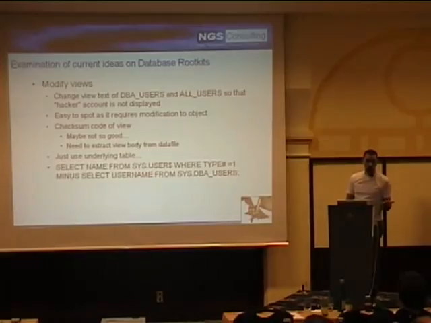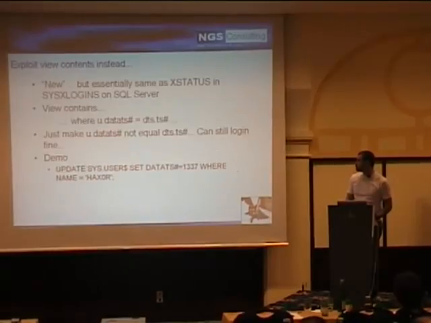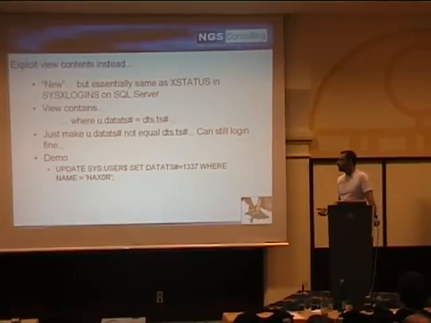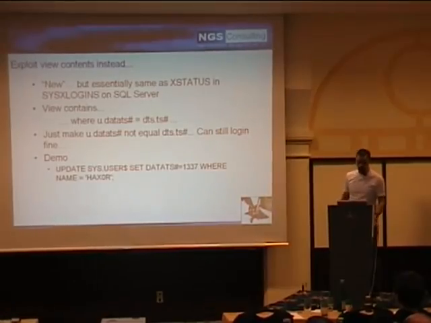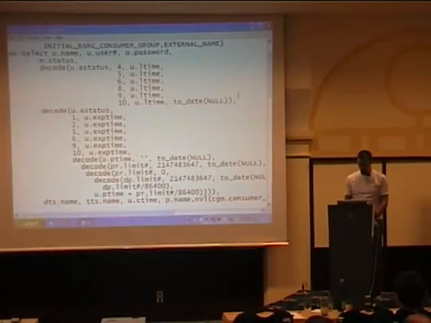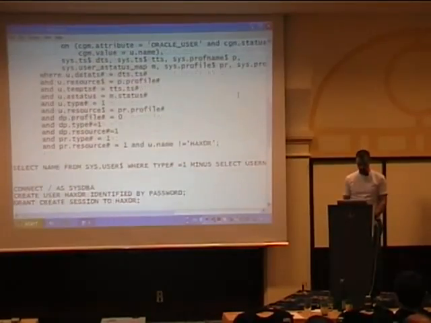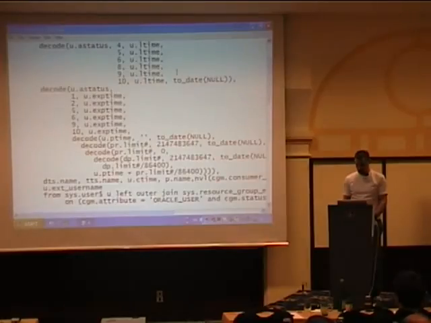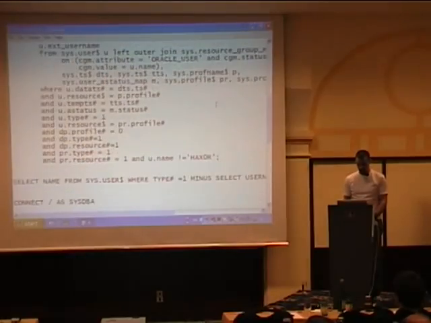These are trivial to spot. We just check some of the code of the view, or just use the underlying table essentially. So rather than actually modifying the view itself, another way of achieving the same thing is to exploit the view contents instead. Now, what do I mean by that? Well, if we look at the text of the view, there's a whole bunch of predicates down here. These are the predicates, essentially the where clause.